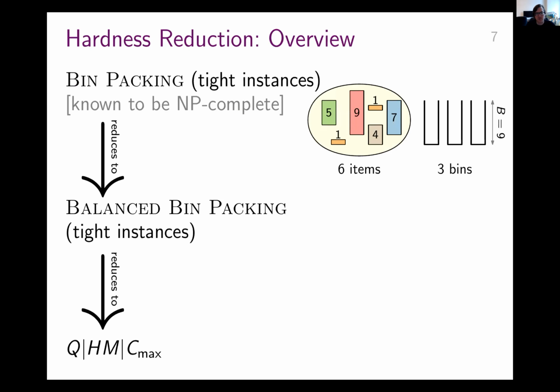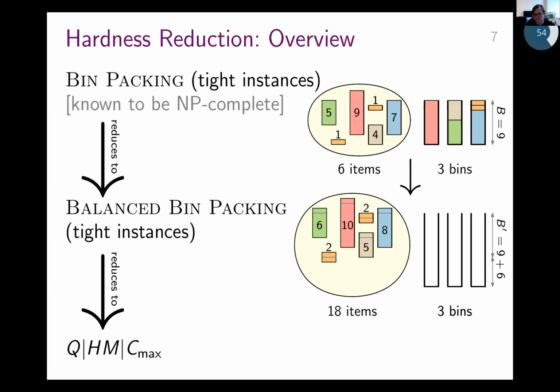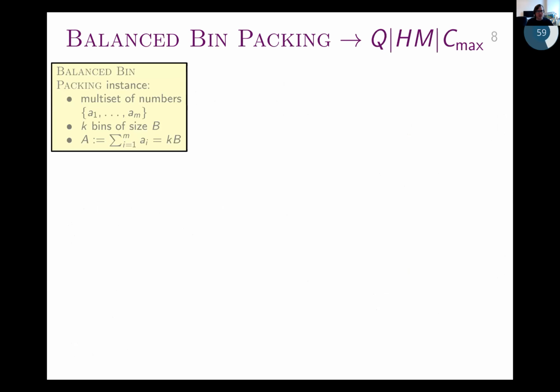So the reduction from bin packing to balanced bin packing is quite simple. We need to compute how many jobs of size 1 we need to add. We need to expand the bins a little bit, but the numbers work out and it looks like something like this. So from a tight bin packing instance, we get a tight balanced bin packing instance. Fine. And now the interesting part.